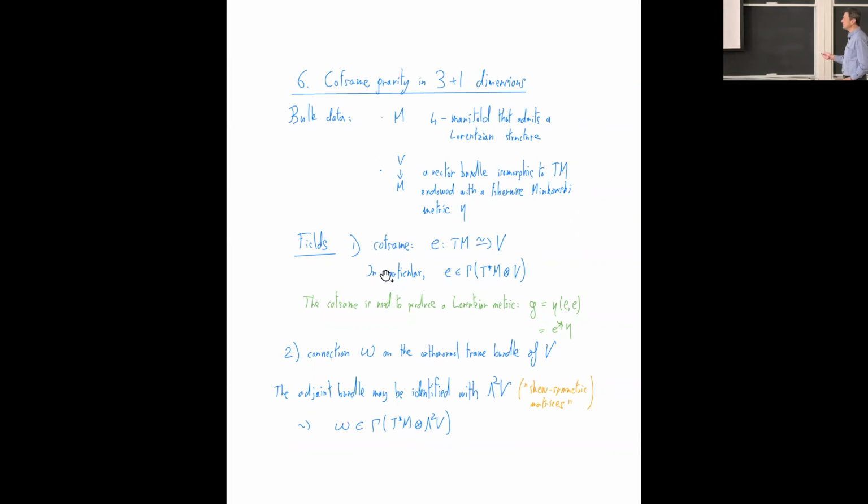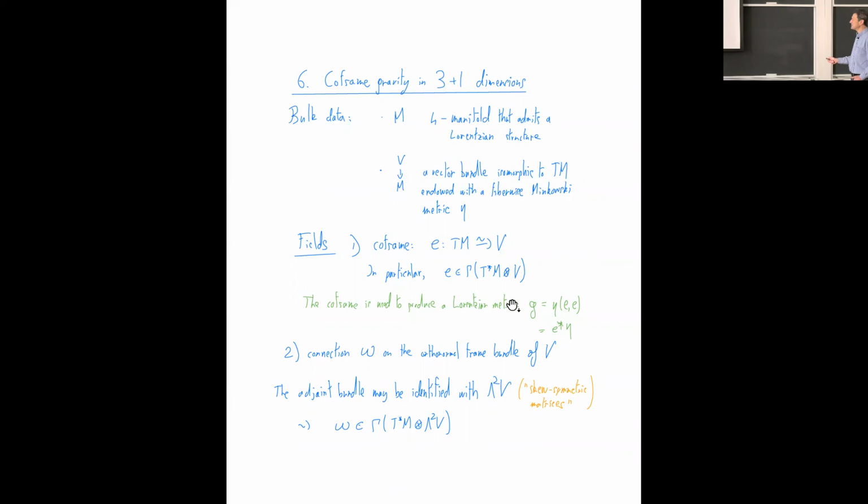There are two fields in the theory. One is a coframe, which is essentially just a choice of an orthonormal basis at each point that you use to construct your metric. I will view it as a bundle map from the tangent bundle to this V, and I want it to be an isomorphism. The two bundles are isomorphic as a choice, but the fields are explicit choices of isomorphisms. Each isomorphism is a possible field. In particular, you can also see e as a section of the cotangent bundle of M tensor V, which in particular is non-degenerate.